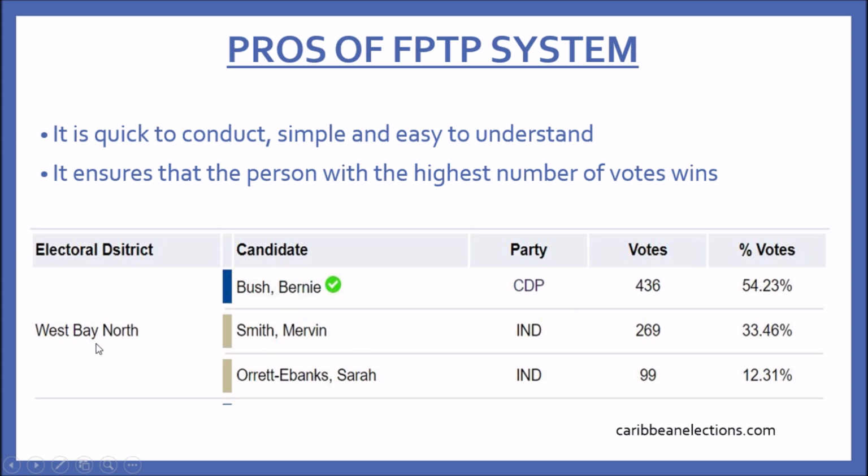So here we have the West Bay North constituency, and there were 3 candidates. We also recognize that Bernie Bush, representing the CBP, won the election for that constituency, having amassed 436 votes. The other 2 candidates were independent. That's what the IND stands for. So they got less votes than Bernie Bush, and so they were not winners. They were losers on the day of election. This is pretty easy to understand. The person who gets the most votes wins.